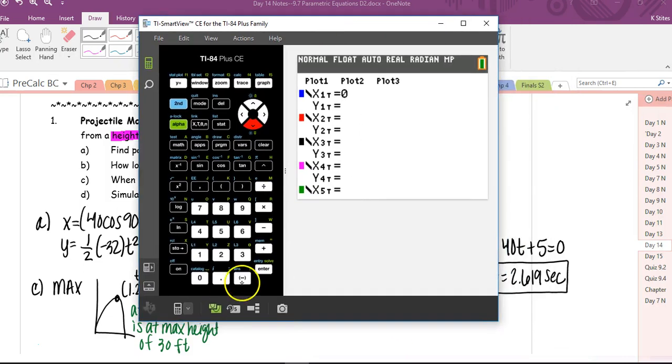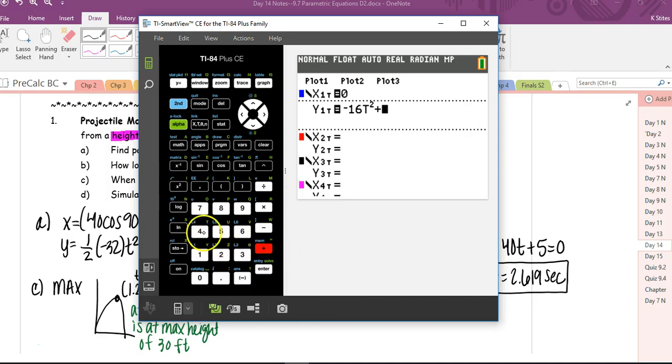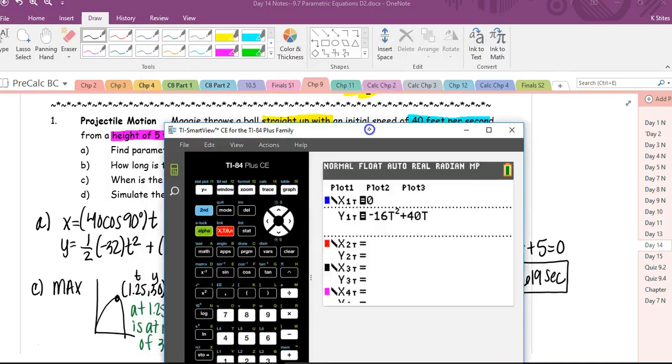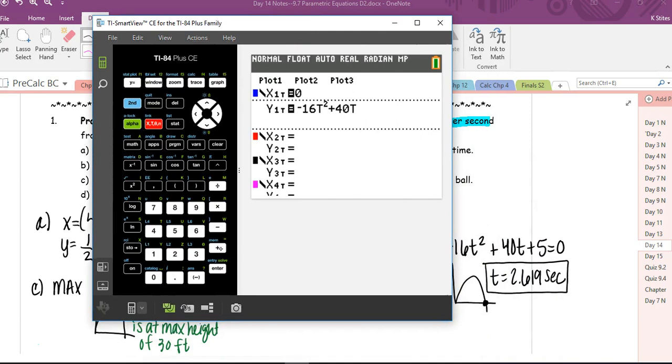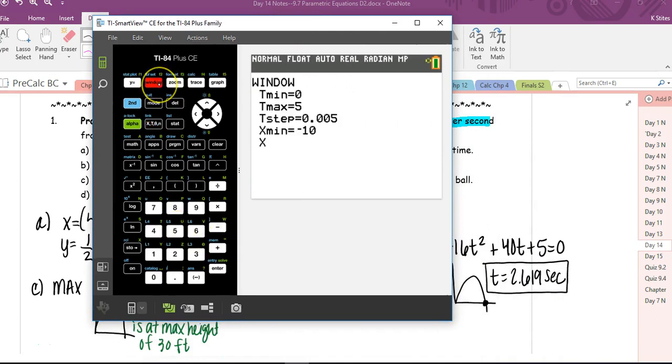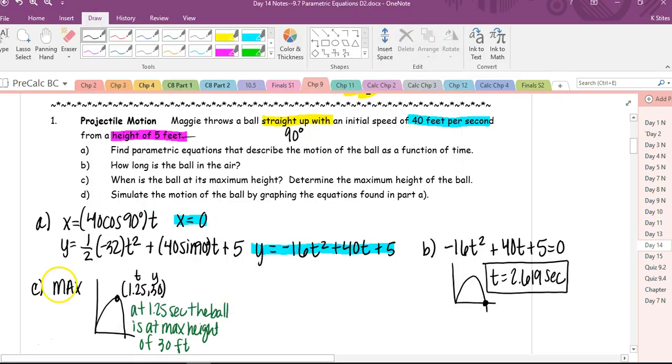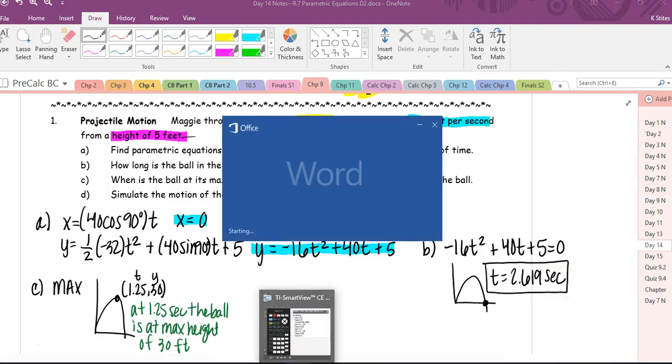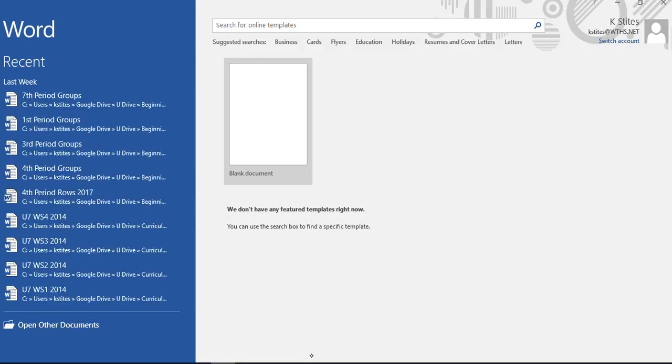And your y was negative 16 t squared plus 40t plus 5. For your window, I moved my t-step to 0.005. I thought 0.01, which is what we would normally do, is just a little too fast. I'm going to go from 0 to 5 seconds because if you remember, it hits the ground at 2.619 seconds, so there's not really anything going on after that.